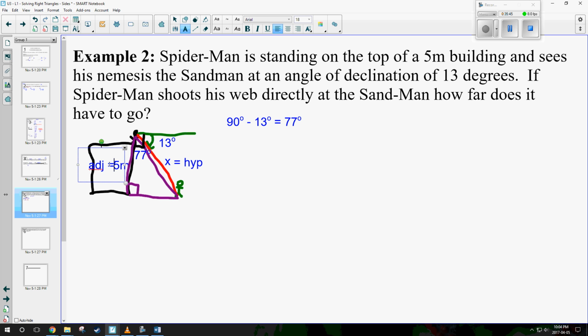Looking at the information that we're given, we have our angle, we have adjacent, and we have hypotenuse. So again, we want to look at SOHCAHTOA to decide which to use, sine or cos, given that we have adjacent and hypotenuse. Looking at our letters, what uses adjacent and hypotenuse, A and H, is CAH, so we're going to be using cos. So cos of our angle, which is 77 degrees, is equal to our adjacent, which is 5, divided by x, which is our hypotenuse.